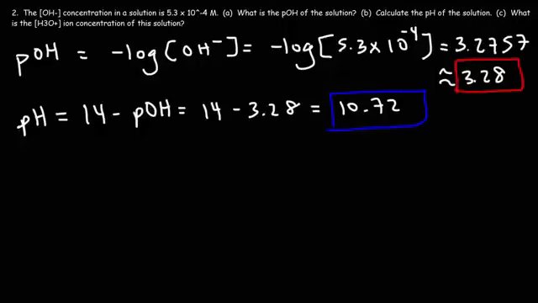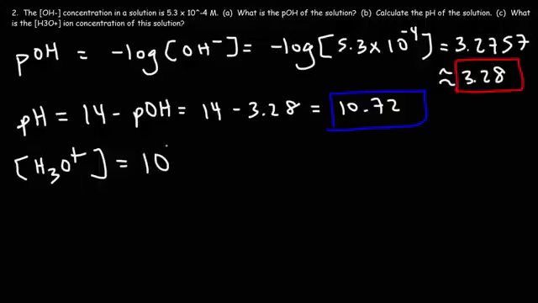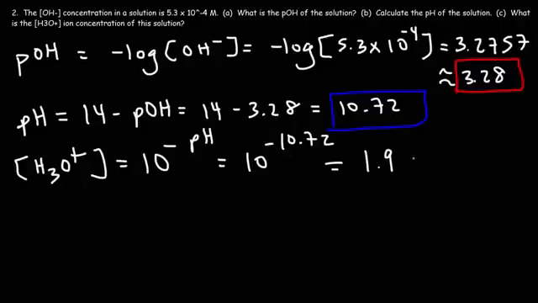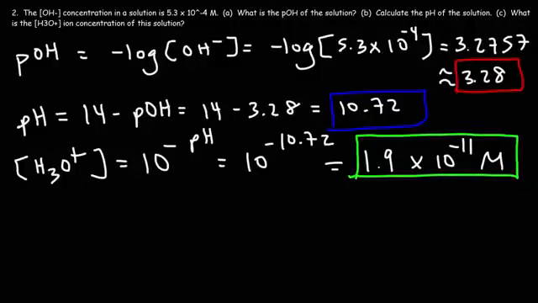Now let's move on to part C. What is the H3O+ ion concentration of this solution? So we could use this formula. It's 10 raised to the negative pH. So it's going to be 10 raised to the negative 10.72. And that answer can be rounded to 1.9 times 10 to the negative 11. So that's going to be the concentration of H3O+ in the solution.